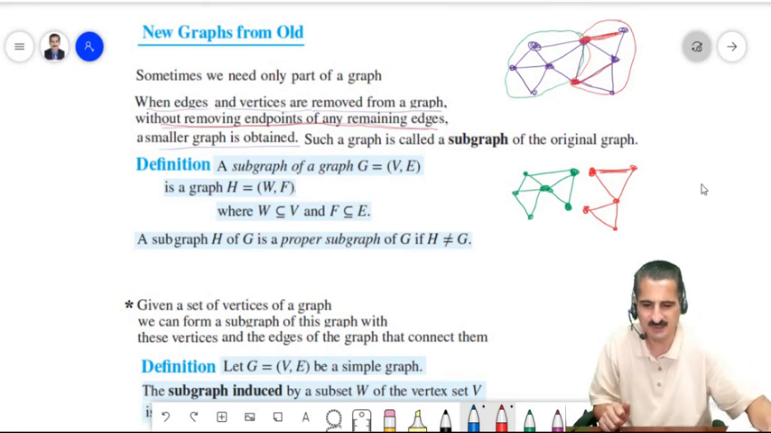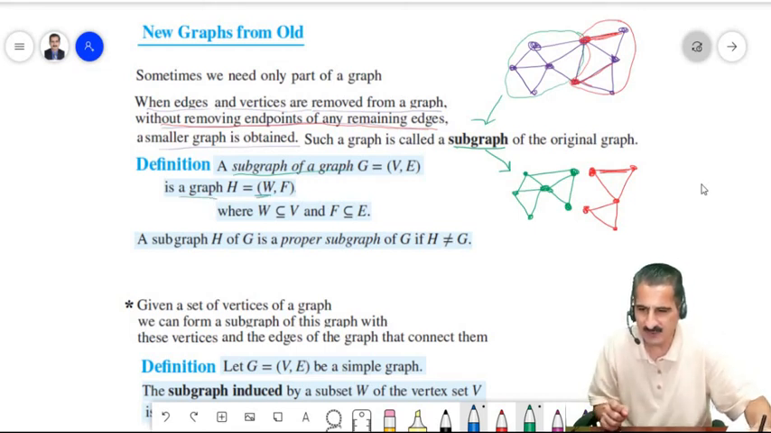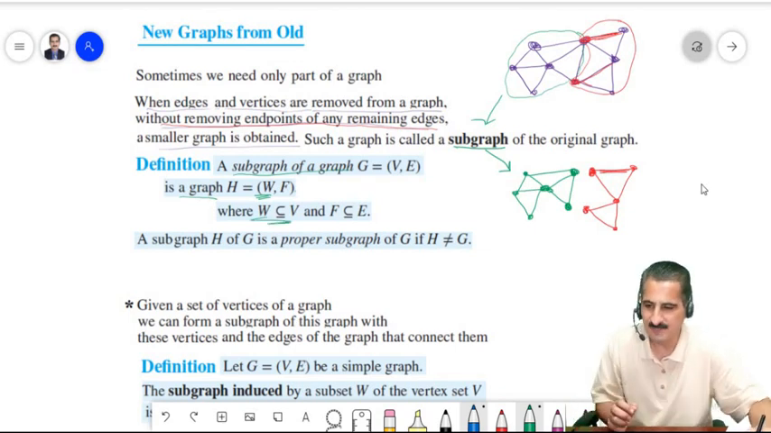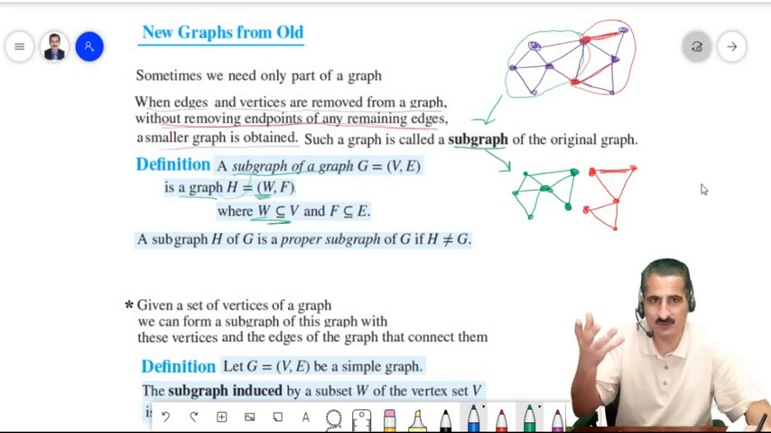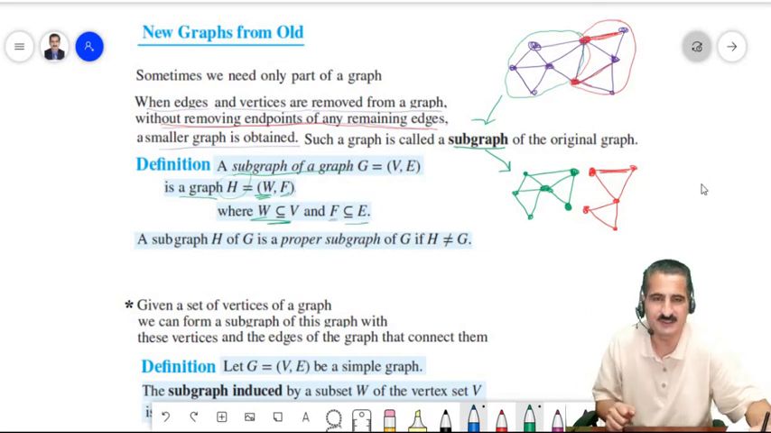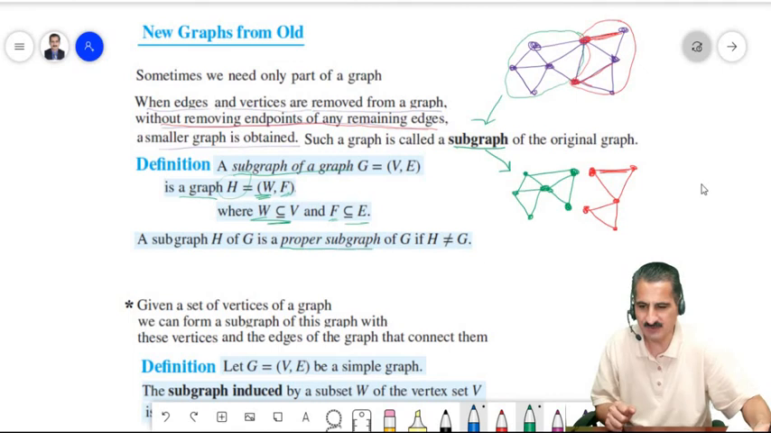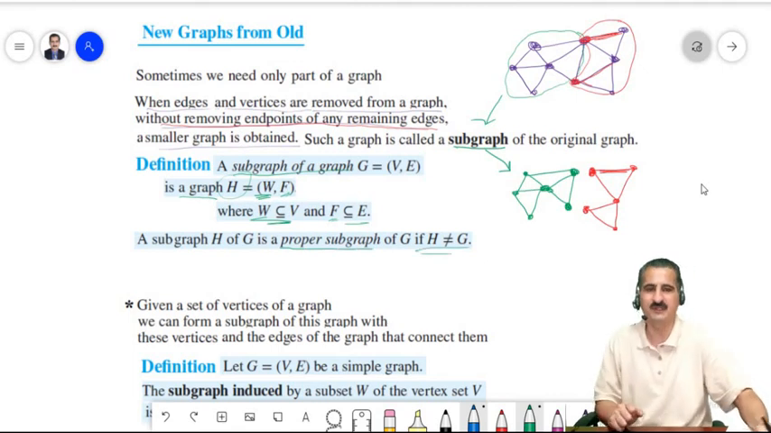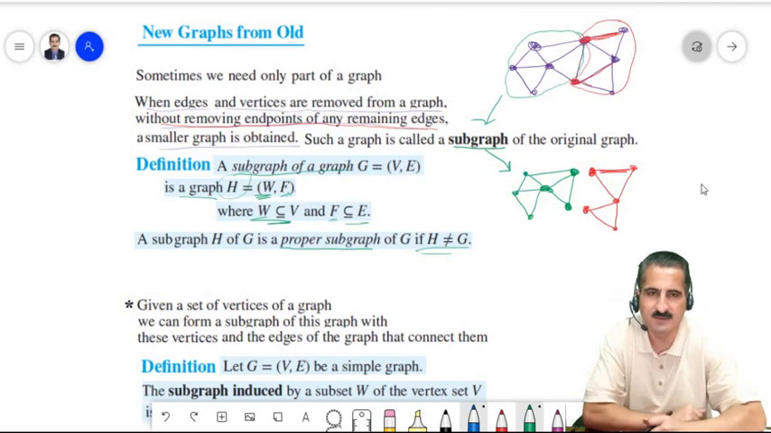So now we are talking about subgraphs. This is a subgraph of that graph. A subgraph of a graph G is another graph by itself with a set of vertices W. So the set of vertices of the subgraph H is a subset of the vertices of the original graph, and also for the edges. We took a subset of edges. It is called a proper subgraph if it does not equal the whole graph. So the definition is so intuitive.